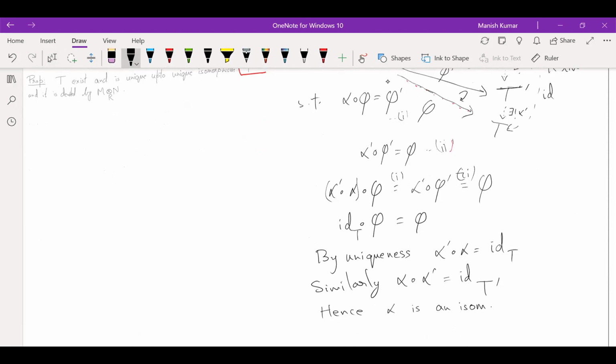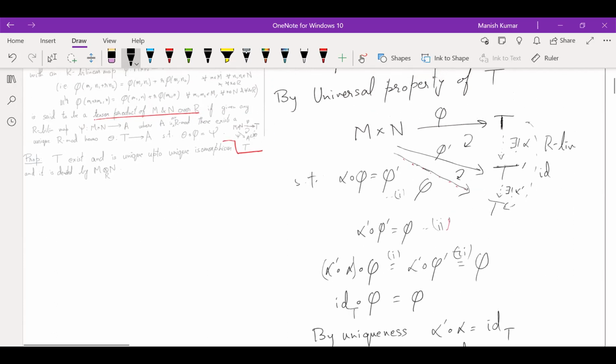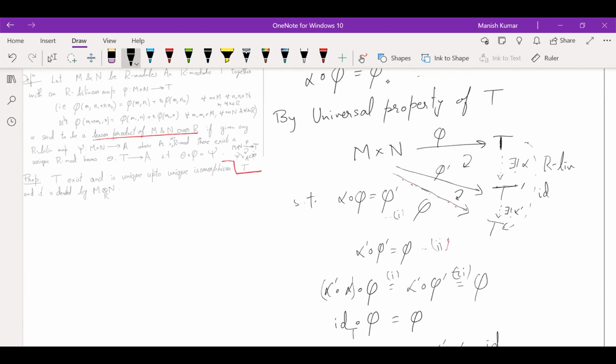So alpha prime composed with alpha is the identity of T, and similarly you can show that alpha composed with alpha prime is the identity of T prime. So alpha is an isomorphism, and uniqueness of alpha is clear, because that is part of the definition.